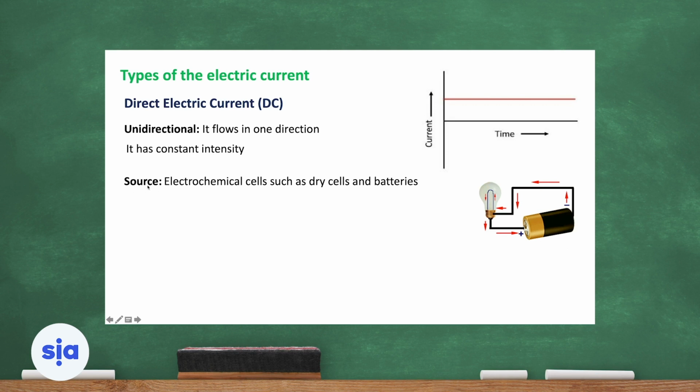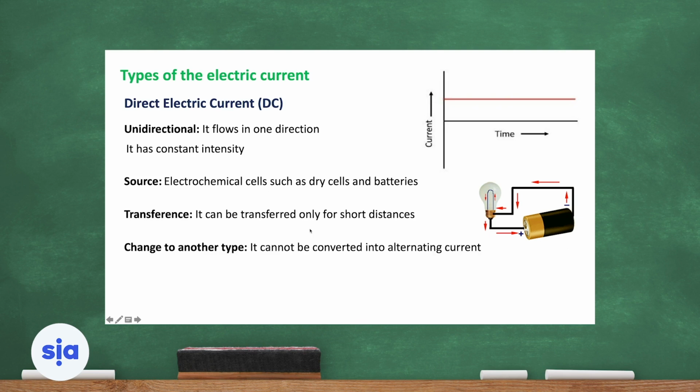The source for the direct current comes from electrochemical cells, such as dry cells and batteries. And it can be transferred only for short distances. It cannot be converted into another type of current like the alternating current. And we use this direct current or the DC in electroplating processes and operating some electric appliances.